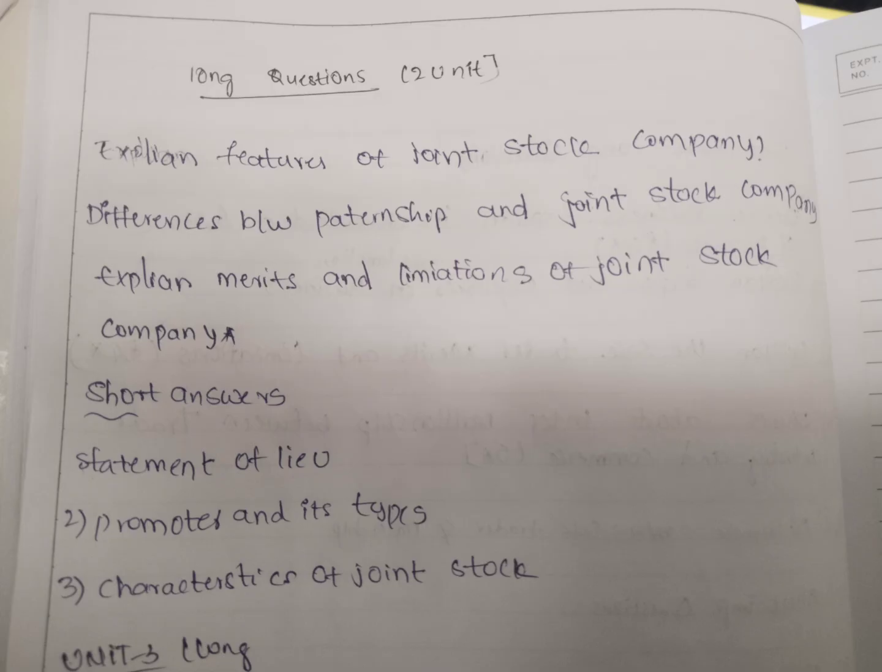Explain the joint stock company, discuss the difference between the partnership and joint stock company, and explain the merits and limitations of a joint stock company. And these are the short answers: statement of liability, promoter and its types, and characteristics of the joint stock company. In these three, 2 questions will be coming, so any 2 questions will be compulsory in your question paper. If you study well for the long answers, short answers are also very easy. So this is about the second unit.